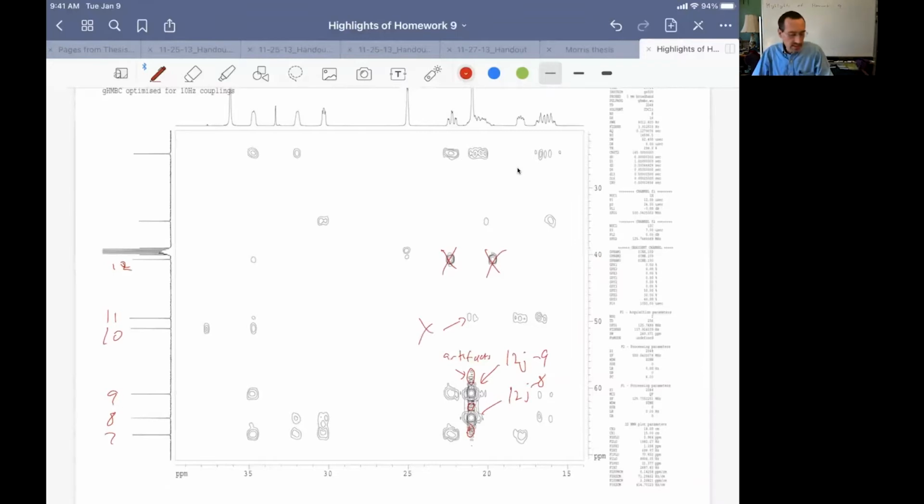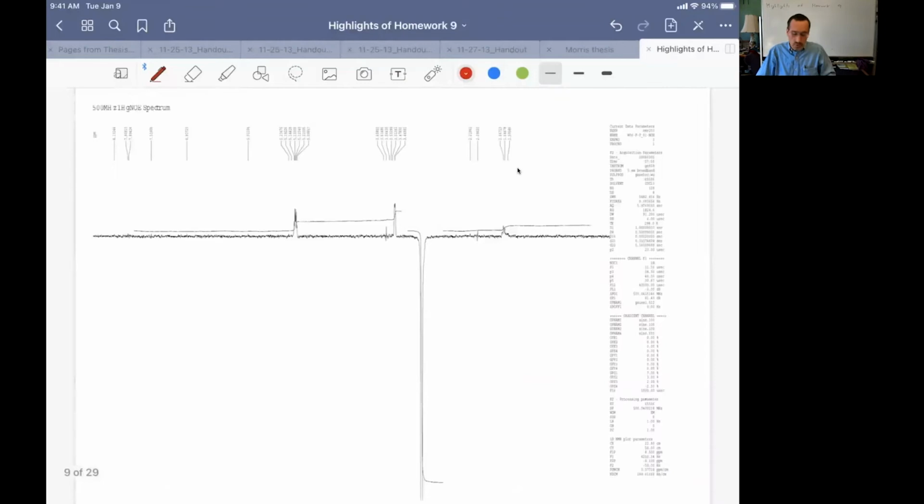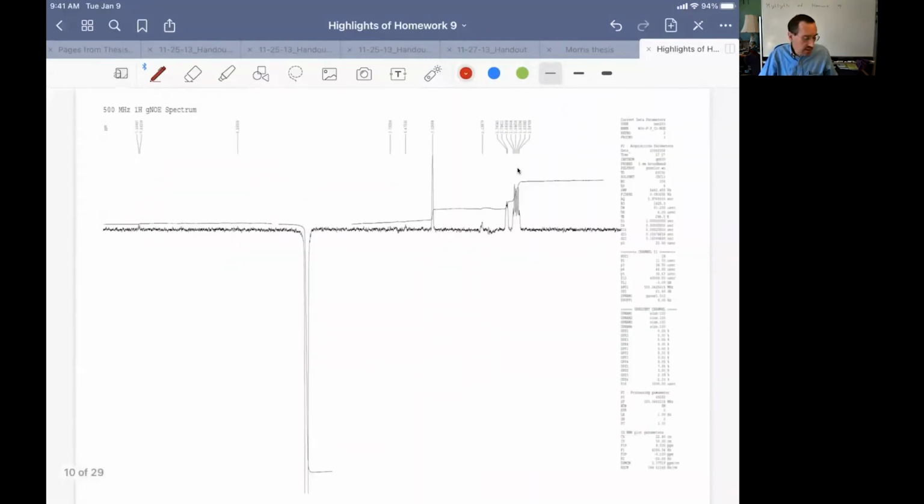The other thing I'd like to highlight in problem number 2 is how nice the 1D NOEs can be over here. And so you can see the 1D NOEs are pretty darn clear. When we irradiate, so here we're irradiating 11H, and we're seeing an NOE with 7D and an NOE with 8F and an NOE with N over here. And so that's very useful. You'll see other NOEs here. You'll just walk yourself through the interesting NOEs.